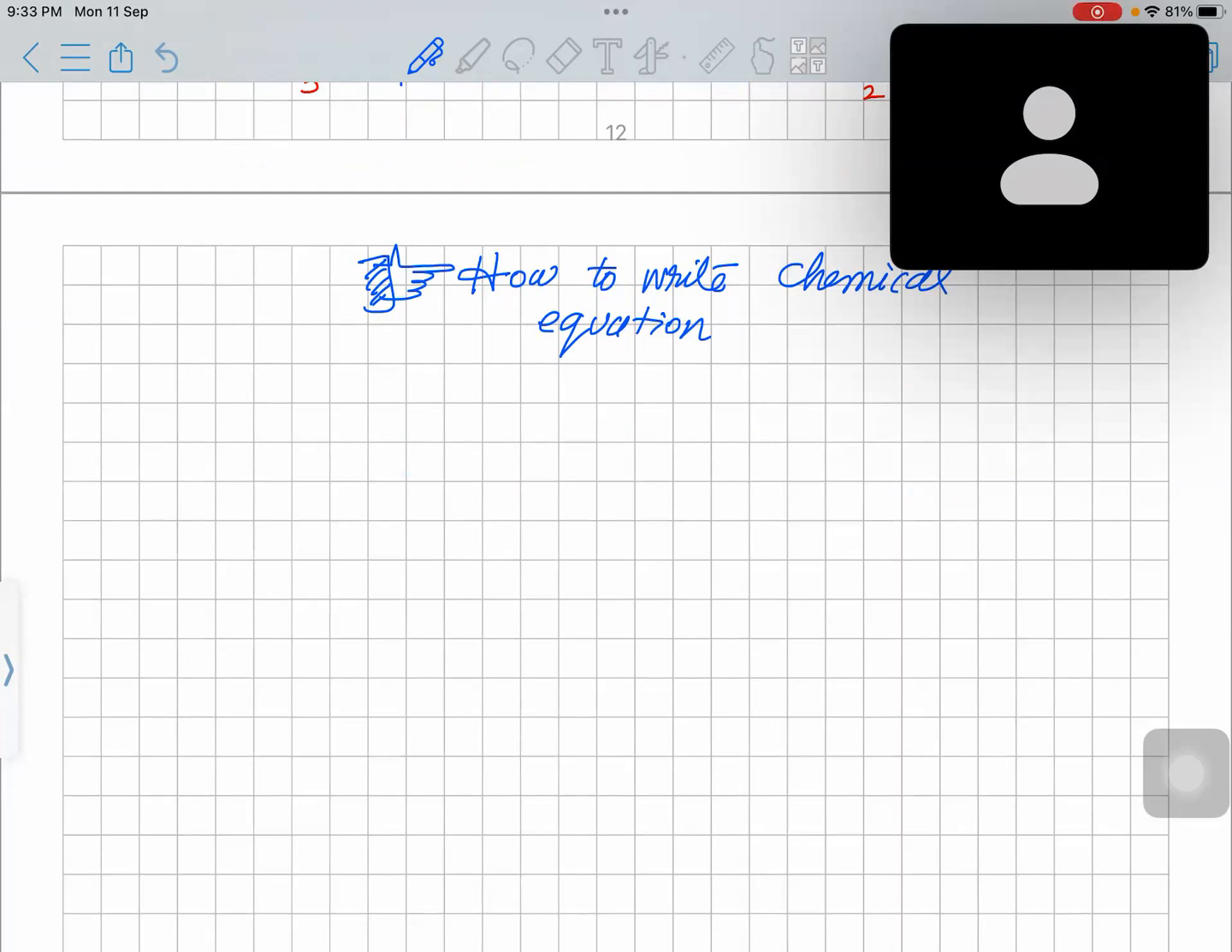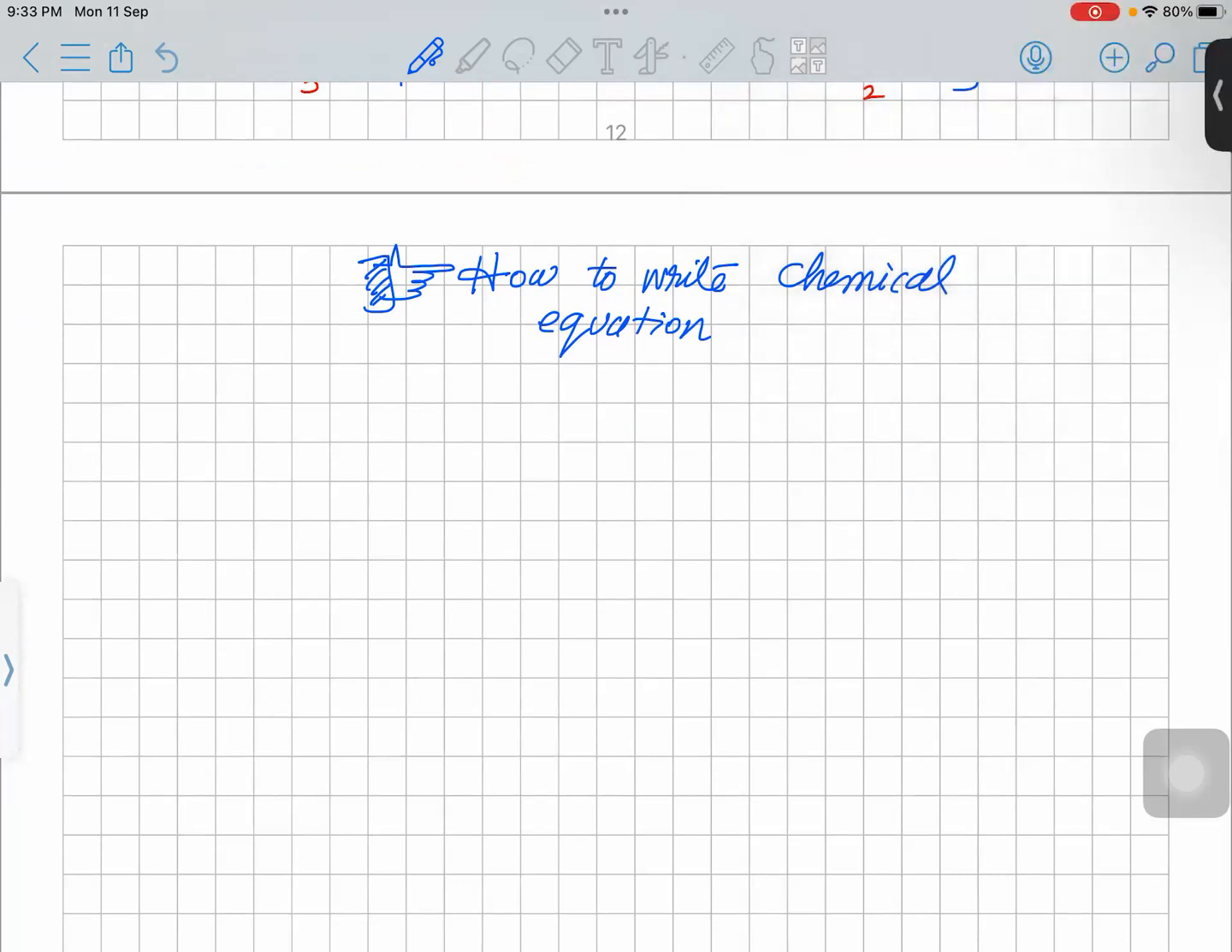Anyone? How to write chemical equation? क्या आप में से कोई बता सकता है हाउ टू राइट केमिकल इक्वेशन? Sir, for chemical equation, we have to write the reactants on the left side, and then the product on the right side. Okay.